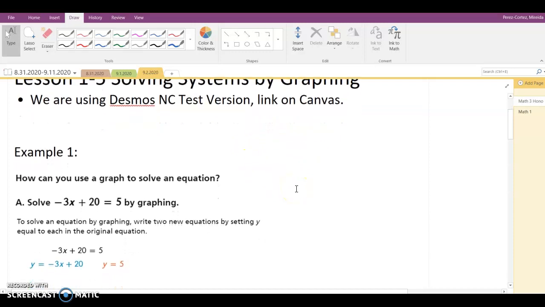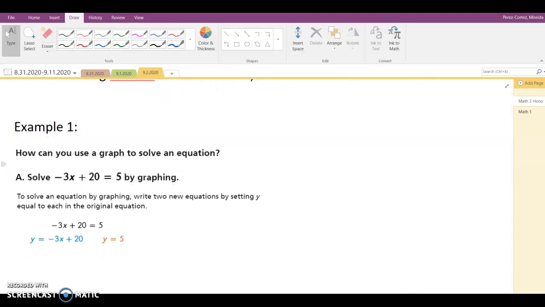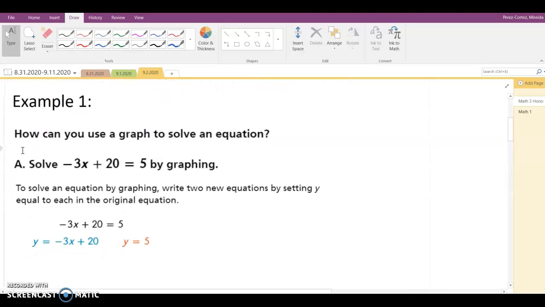So let's go ahead and jump into example number 1. I recommend you write this down. You don't really need to because the lesson's going to be pretty straightforward, but writing it down always helps you remember. So let's read the problem. How can you use a graph to solve an equation? We're going to solve negative 3x plus 20 equals 5 by graphing.